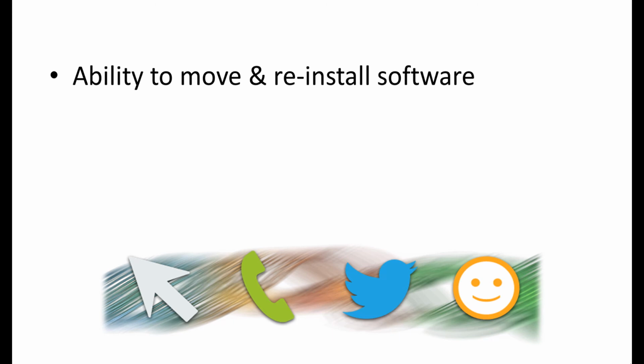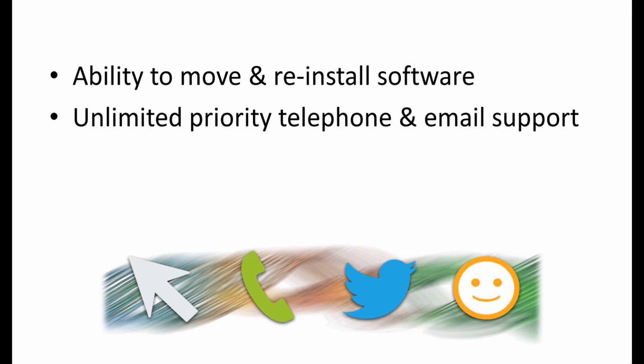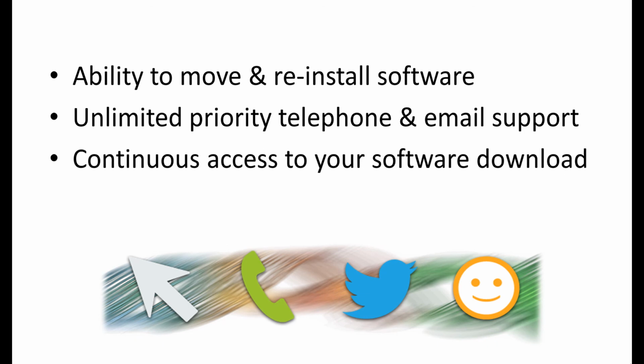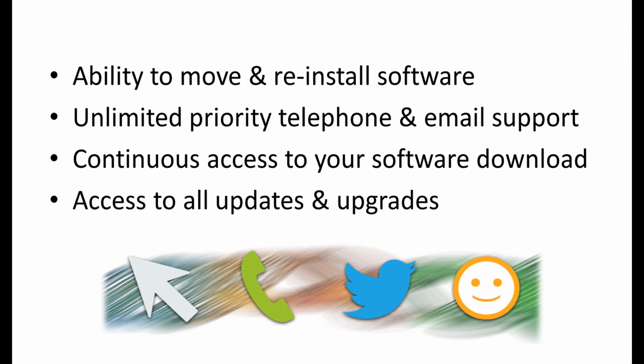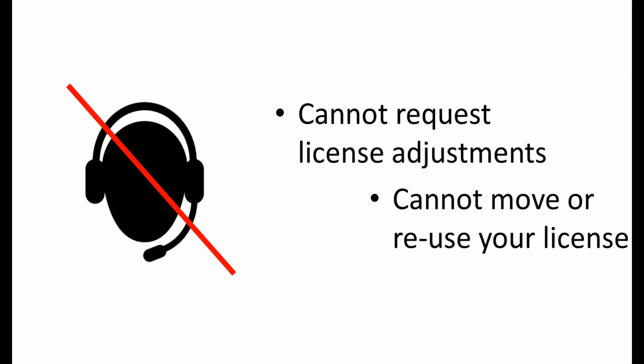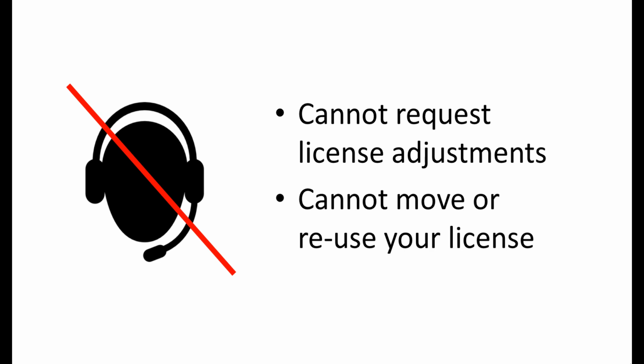Our ongoing licensing and support subscription also includes priority technical support and continuous access to your software download via your online account, including all updates and upgrades. This subscription is active for a term of 1 year, at which point you can choose to renew your subscription for another year. If you declined our ongoing licensing and support subscription, or have chosen not to renew your subscription, you are not entitled to request license adjustments, and therefore cannot reuse your license.